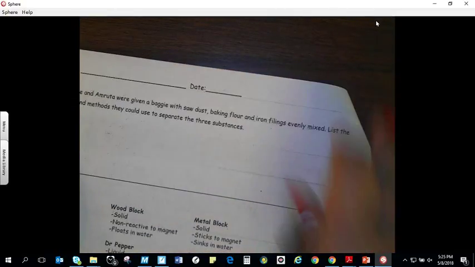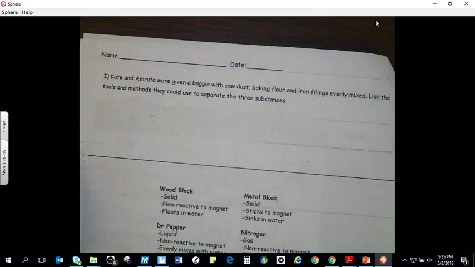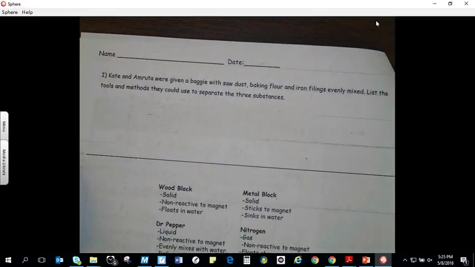The next one, on the back here, it says Kate and Aruda are given a baggie with sawdust, baking soda, flour, and iron filings, evenly mixed. List the tools and the methods you can use to separate the three substances.